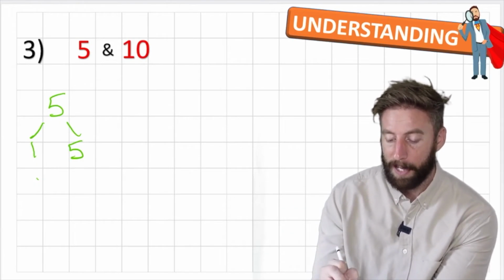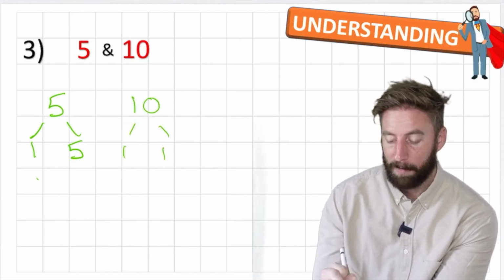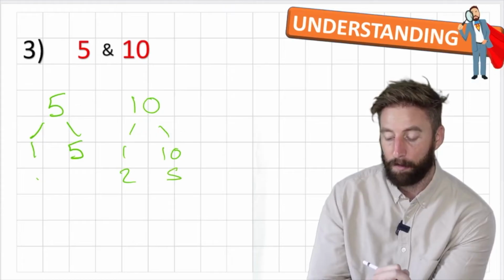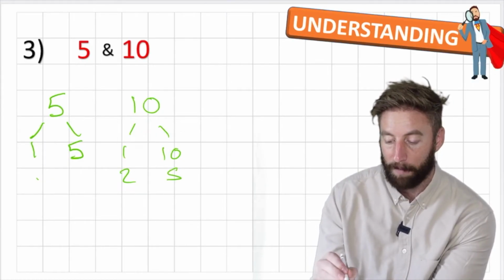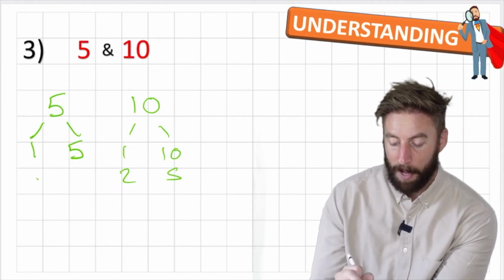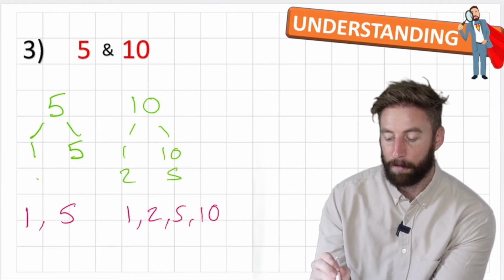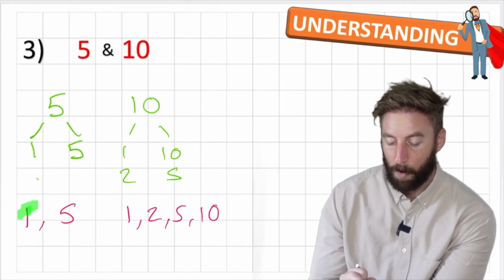Okay, so we only have these 2. Let's see what we have for 10. I have a 1 and a 10. I have a 2 and a 5. And then I think that might be it. 3, no, 4, no, and then we're back to 5. So my factors of 5 were 1 and 5. My factors of 10 were 1, 2, 5, and 10. Let's look for those common factors, and hopefully we can see we have a 1 that's common, and we also have the 5 that's common.